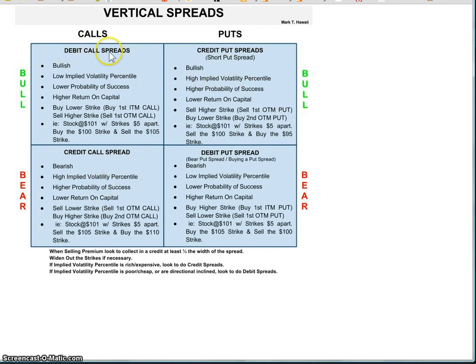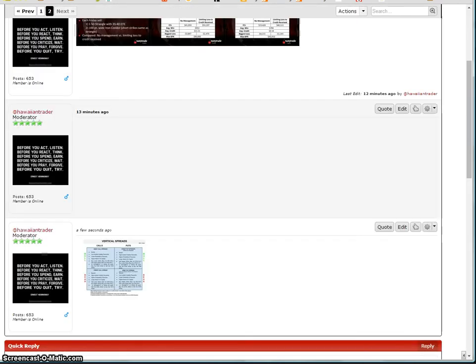Now you could do a debit call spread, but that means you have to pay someone else for this trade. And here's the criteria you want to do it: you want to do it when implied volatility or IV rank is low. You have a lower probability of success though because you're buying something. And there's examples there. This is a chart I used to use when I just started. I cut that out and pasted it so I know what I'd want to do.